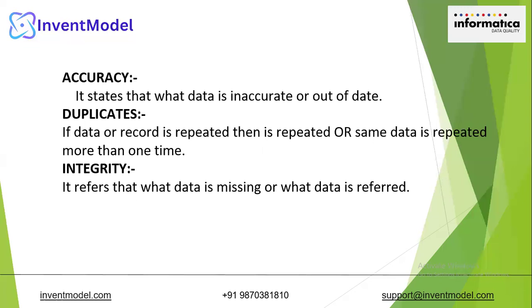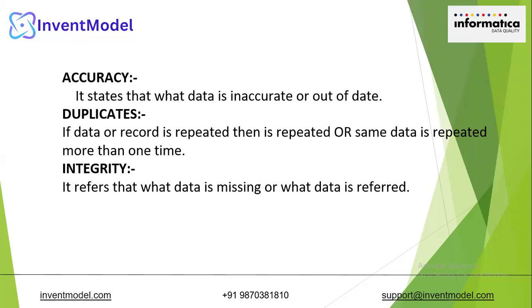Third is accuracy. It states whether data is inaccurate or out of date. In accuracy, we check whether data is accurate or not, whether it is outdated data or real-time data, or data which can be used in future. So, in accuracy, we check whether the data is correct or not.